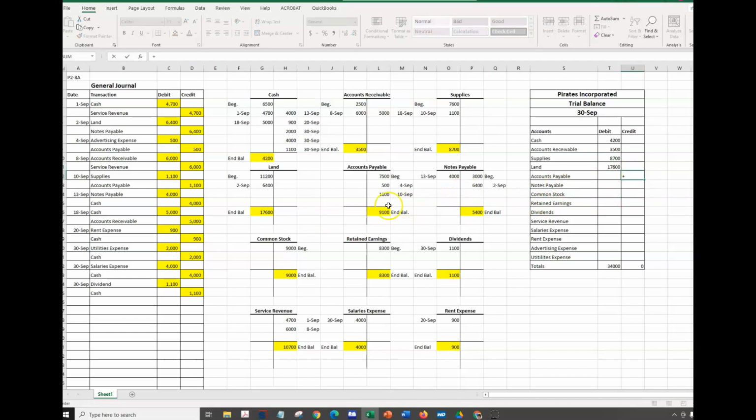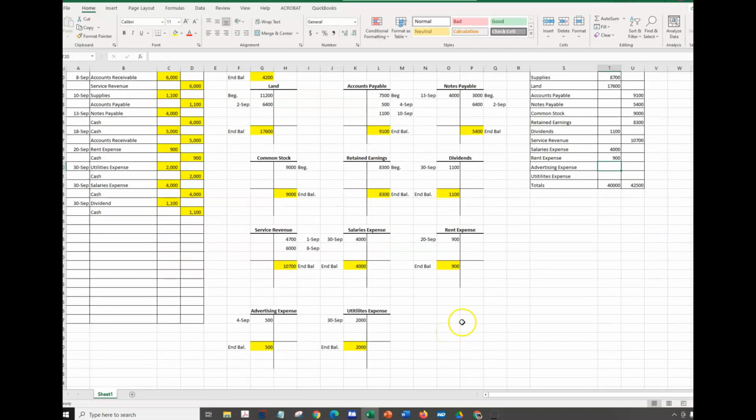Accounts payable has a credit balance. Notes payable has a credit balance. Common stock has a credit balance. Retained earnings, dividends has a debit balance. Service revenue has a credit balance. Salaries expense, oops, about to make a mistake there. Salaries expense, rent expense, advertising expense, and utilities expense.